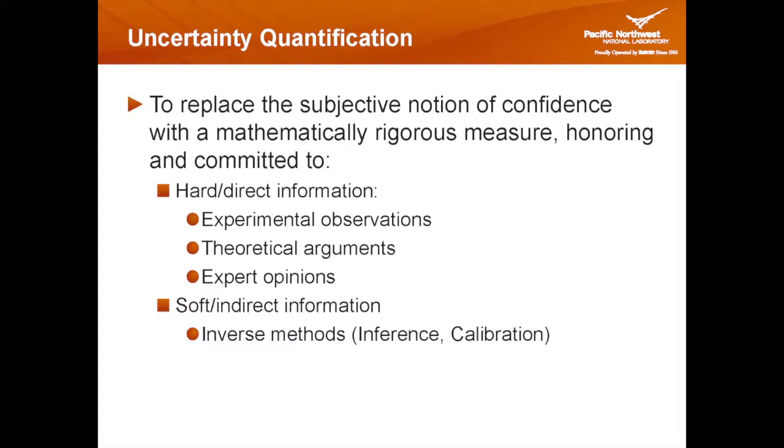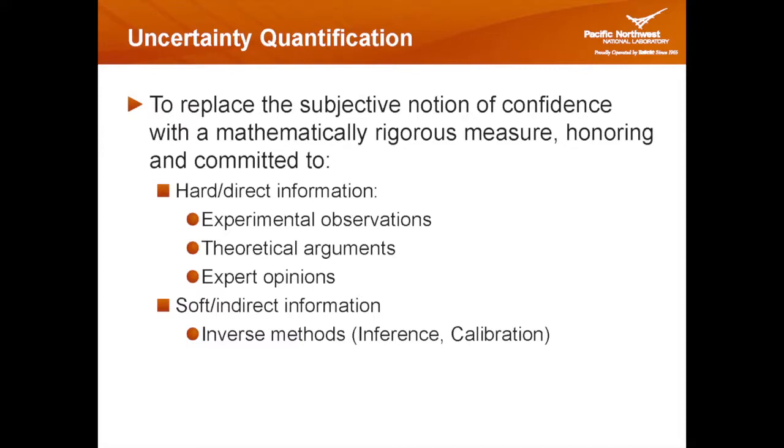The information includes what we call hard or direct information, which is the information directly on the things we are interested in. That includes experimental observations or theoretical arguments from the literature or from a database or from anywhere that has some relationship with what we are interested in. Or it can be from expert opinions, because they know more based on their experience.